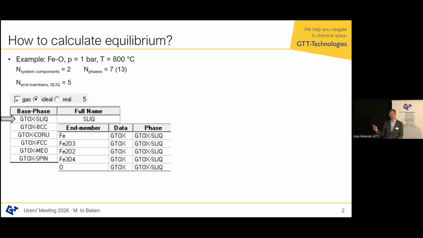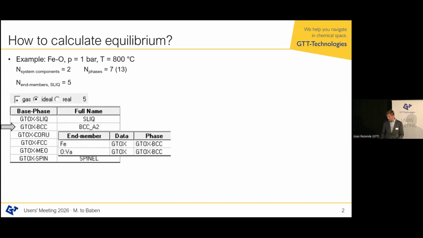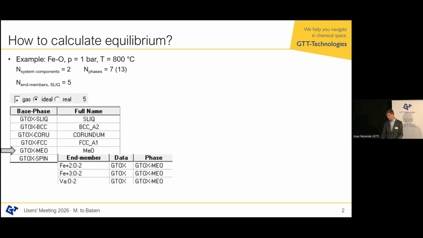Now the wonderful information increase on the slide. Also on the slide, we now counted to 5 as in terms of the number of end members in the slick phase. And if you continue this, you can also look at the BCC phase that has 2 different end members, an iron end member, an oxygen end member. And then the MEO phase has 3 different end members.